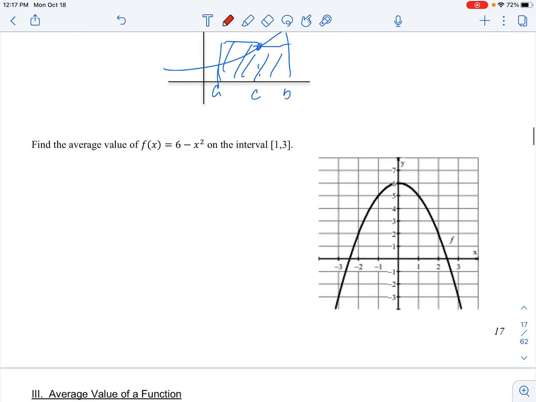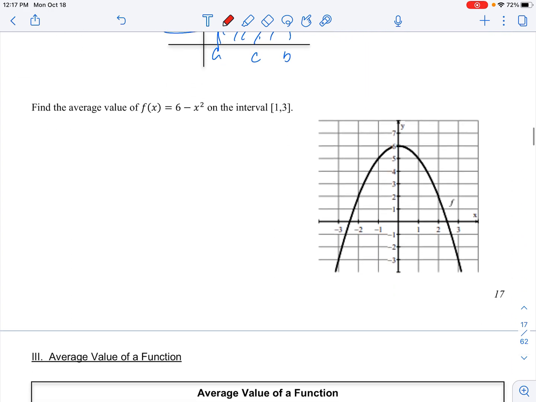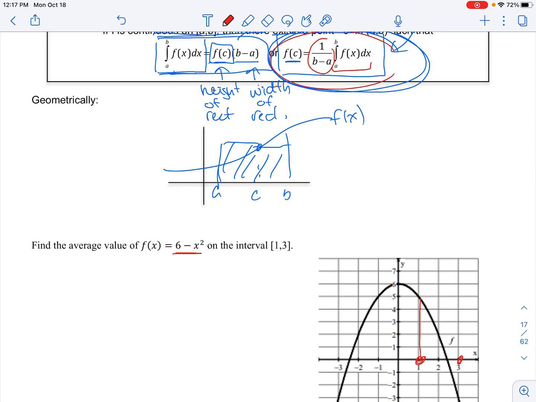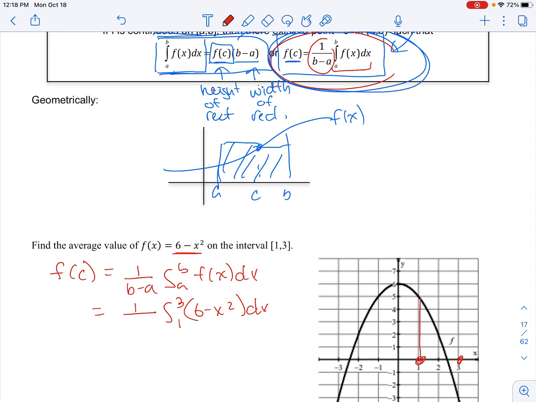So let's go ahead and do one algebraically. So I want to find the average value of this function on the interval from 1 to 3. So 1 to 3 is from here to here. So in order to find the average y value, this is your average value for integrals. We are going to go ahead and integrate the function from 1 to 3. And we're going to divide by the interval, which is 1 over 3 minus 1.